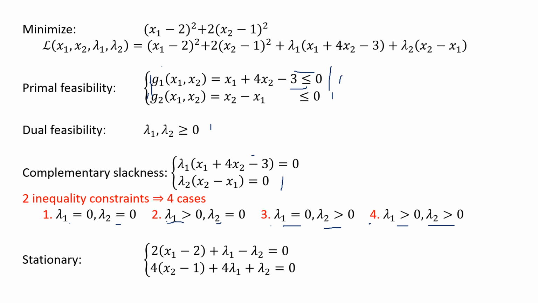And from the previous slide, we saw the derivatives. Therefore, equating the derivatives to 0, we have 2 times (x1 minus 2) plus lambda 1 minus lambda 2 equals 0, and 4 times (x2 minus 1) plus 4 lambda 1 plus lambda 2 equals 0. So these are our KKT conditions.